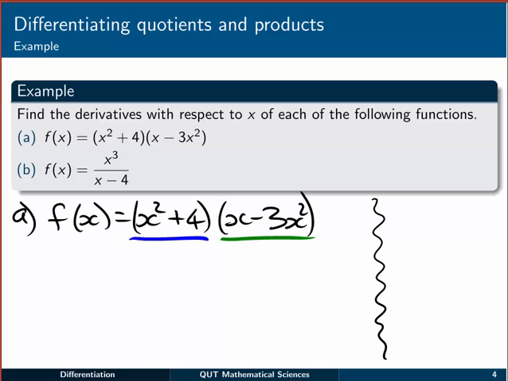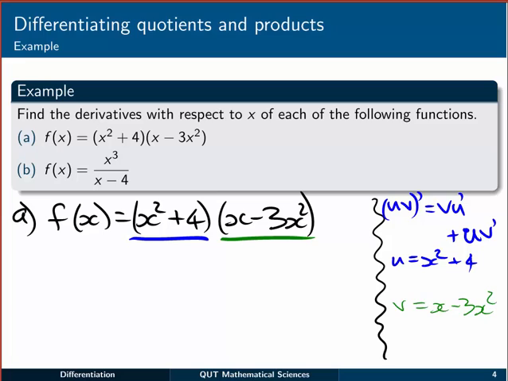The product rule tells us that the derivative of u times v is equal to v times u dash plus u times v dashed. So we need to identify what u and v are. I'm going to let u be the first function, x squared plus 4, and v is going to be the second. So v will be equal to x minus 3x squared. We need the derivatives of both of those to plug them into the product rule. So u dash is going to be 2 times x plus nothing. V dashed is going to be 1 take away 6x.